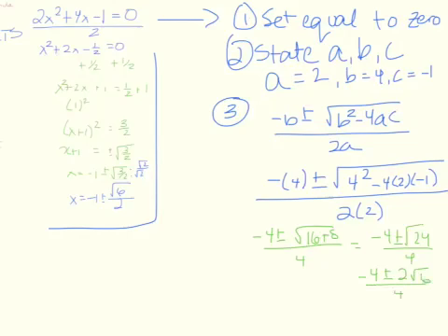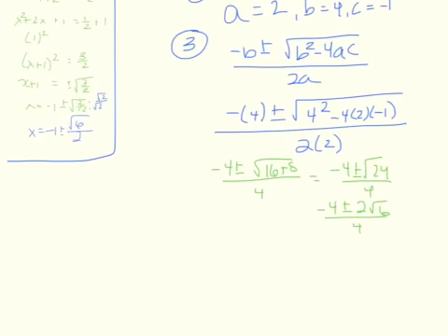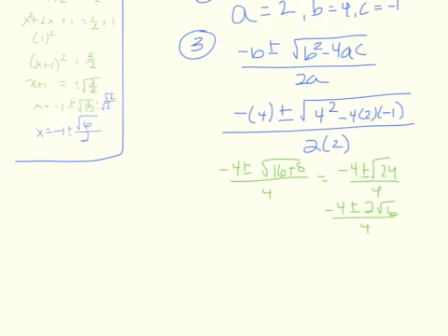What's 4 divided by 4? 1. So this will be negative 1 plus or minus root 6 over 2. What's 2 divided by 4? 1/2. So did we get the same answer? Yeah. So you could complete the square or you could use the quadratic formula. But if you are told on an exam you must use a certain method, you have to use that method.